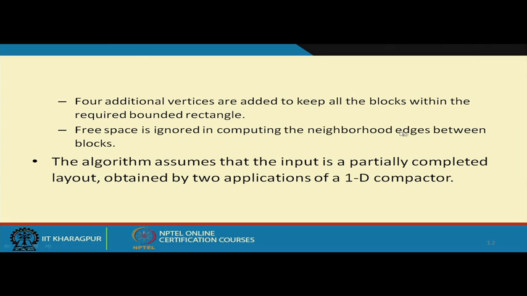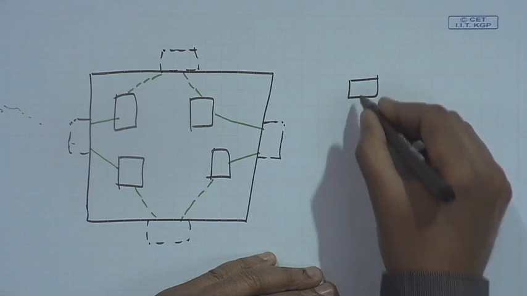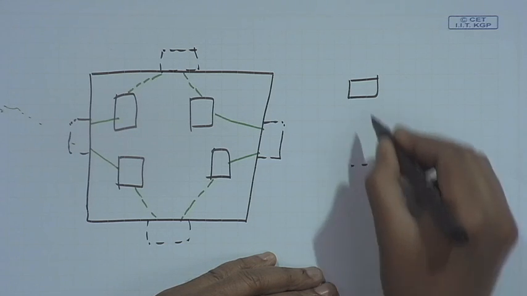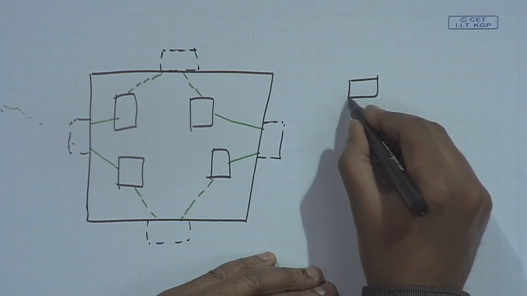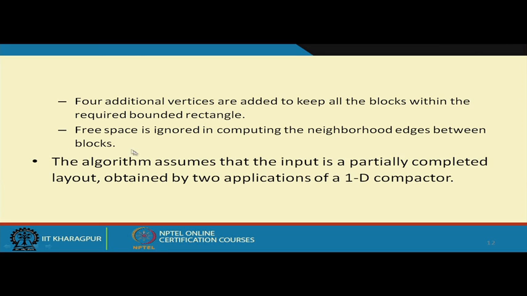While computing or adding the edges, we are ignoring the free space wherever there is. What I mean is, suppose I have a block here and a block further down here. I assume that they are separated by a horizontal boundary, so there will be a vertical edge between them. Okay. We assume that the input is a partially completed layout, which may be obtained by some applications of a 1D compactor, and then you are trying to do further optimization.